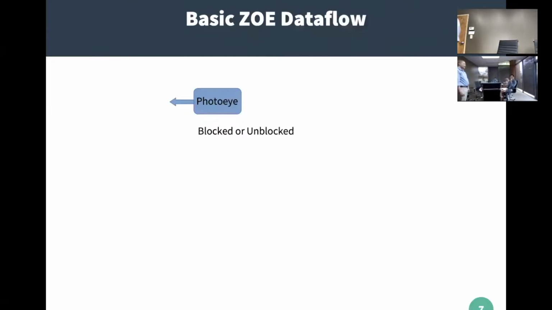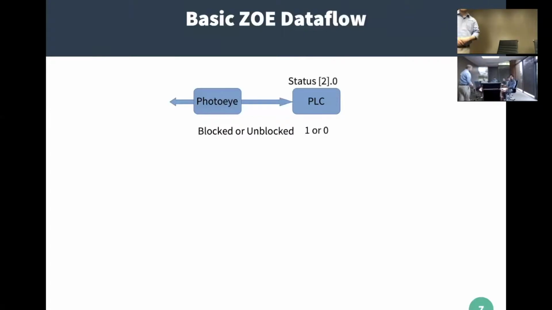So you guys are all familiar with the photo eye, right? Yes. Okay. So a photo eye obviously is probably the simplest example here. It can either be blocked or unblocked. And that blocked or unblocked photo eye is going to be hardwired in through some way to a PLC, usually an input card.